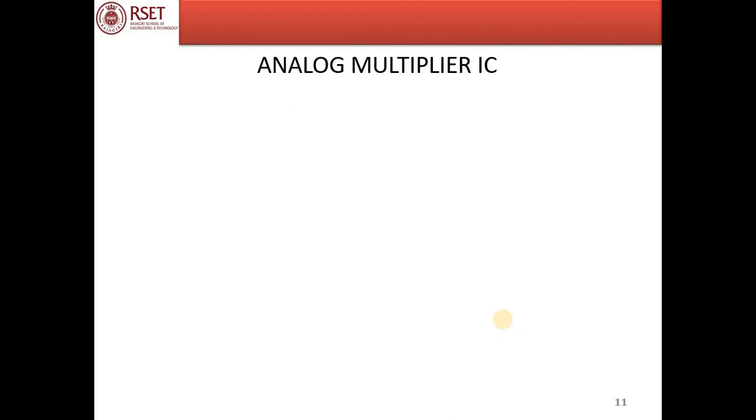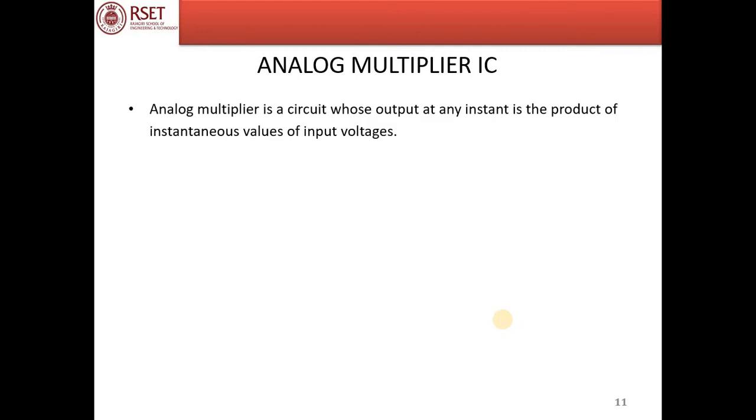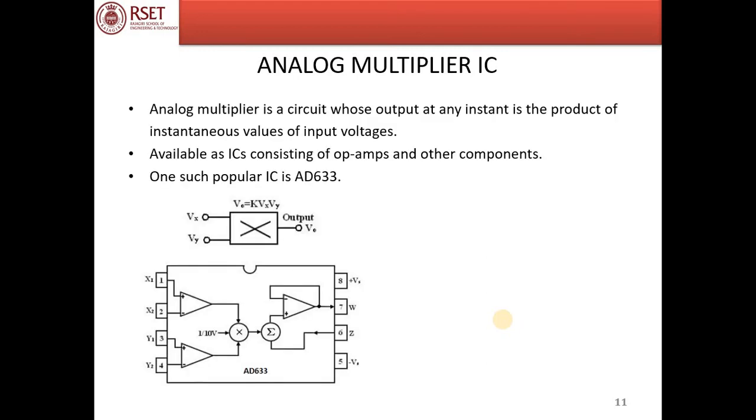So we learned what an analog multiplier is. We learned about the different techniques of implementing an analog multiplier. This analog multiplier is available as integrated circuits also, which consist of op-amps and other components in that IC. So let us see one of those ICs, which is AD633.